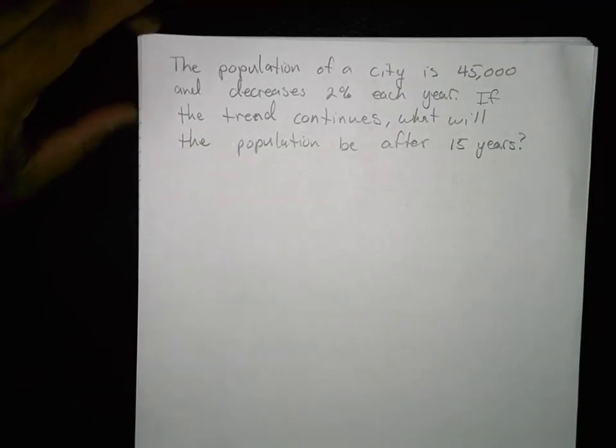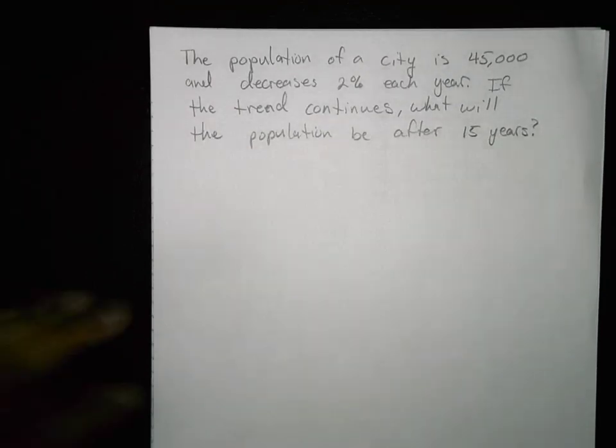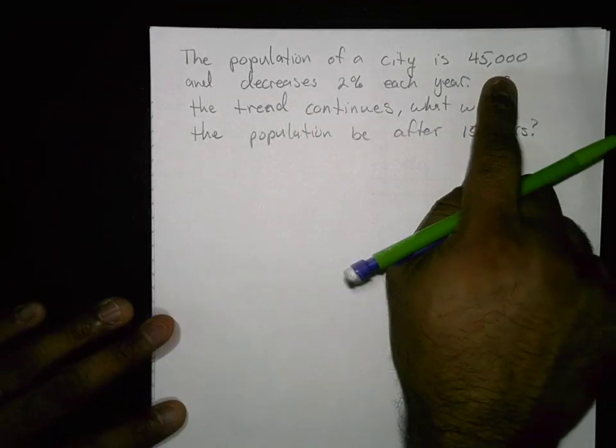So now let's look at a situation where it decreases. We'll go a little bit quicker here. So the population is 45,000.